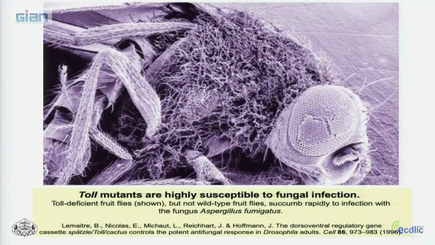It was the same year that the discovery of the dendritic cell Nobel Prize was given. So fruit flies that were null mutants for toll, they died very quickly of these fungal infections.